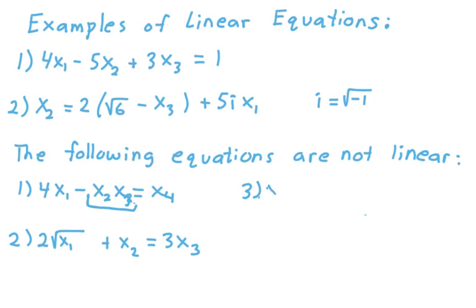Here's another one. Suppose I had x sub 1 squared plus x sub 2 minus 5x sub 3 plus 4x sub 4 equals 11. Now, x sub 2, x sub 3, and x sub 4 are all fine. They're of degree 1. The problem occurs in the first term. Notice how x sub 1 is being squared, right? It's not of degree 1. And since it's not of degree 1, it is not a linear equation.